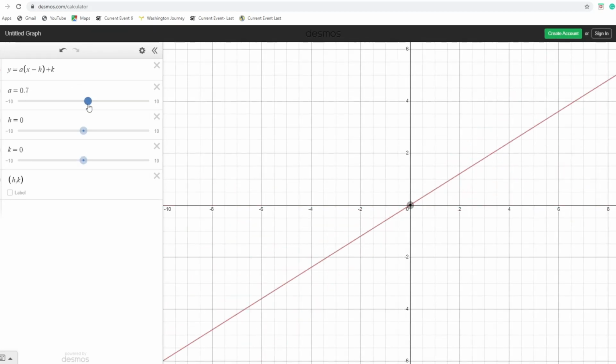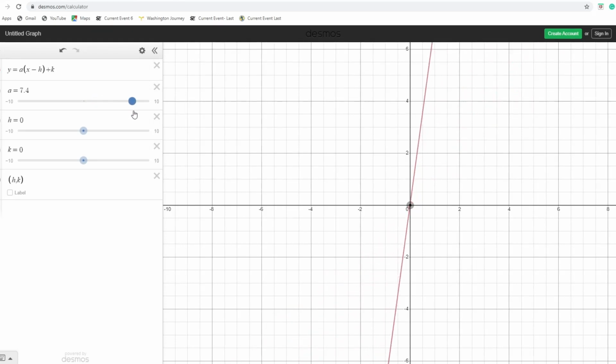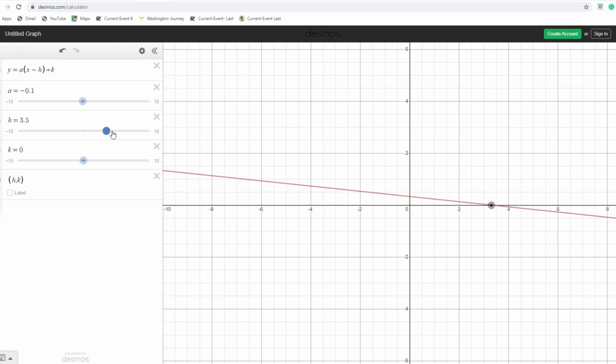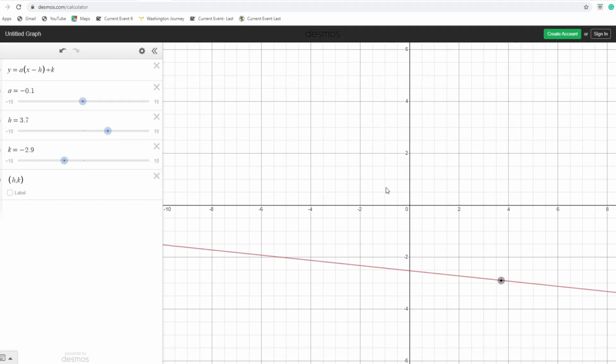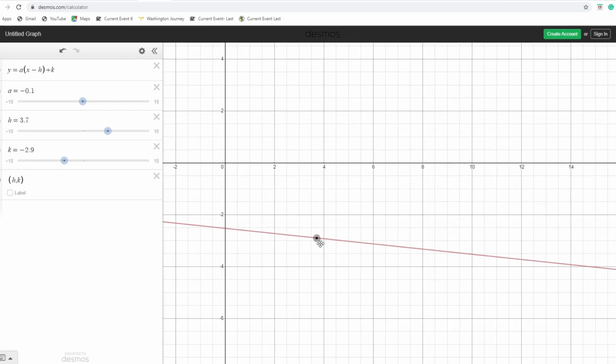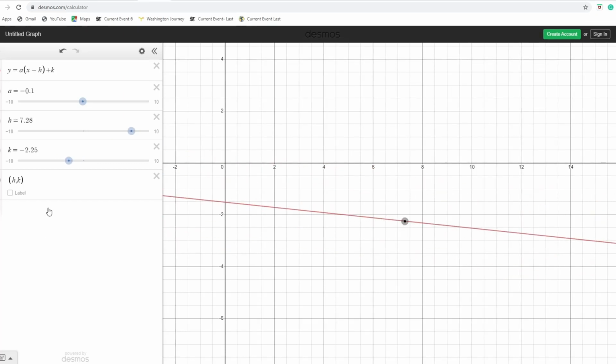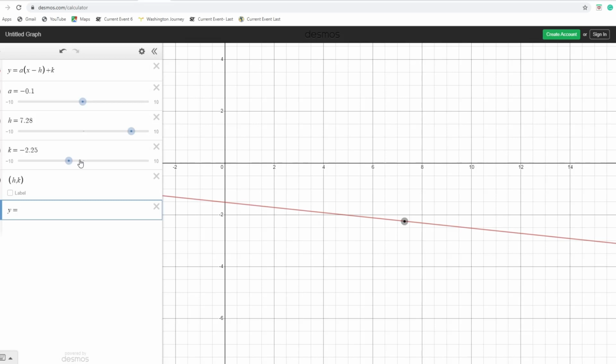A determines the steepness of the graph. Now this will be really steep and then this will be really flat. And this, no matter how much you change a, HK is a point that will be on the graph. And if you change this, it'll still be on the graph. So I could show you an example here of what I mean. You could have different numbers in modified point slope form, but it would be the same graph. So here's an example of modified point slope form.